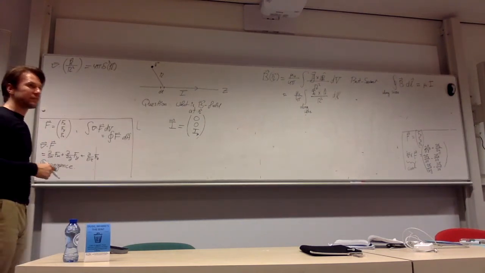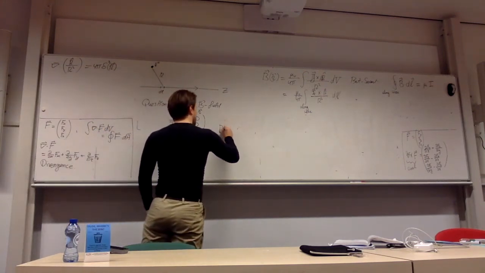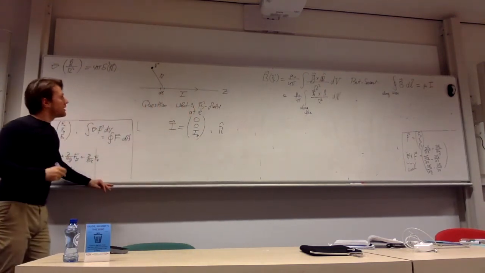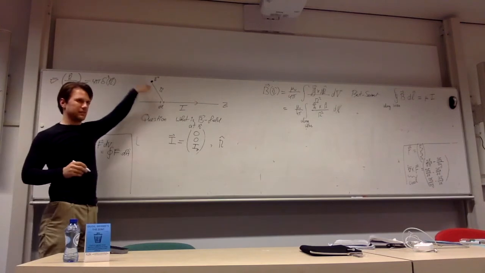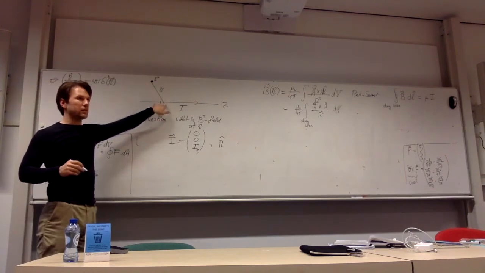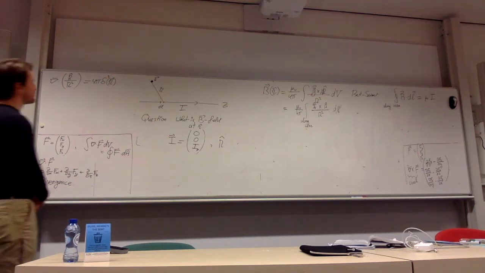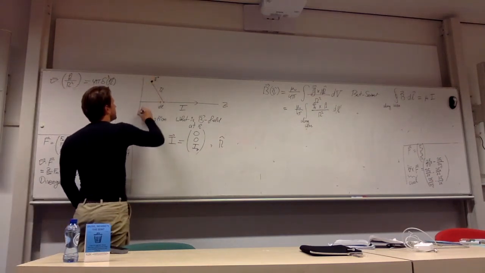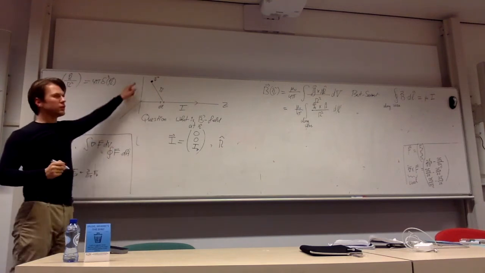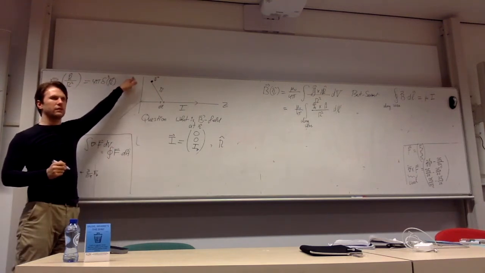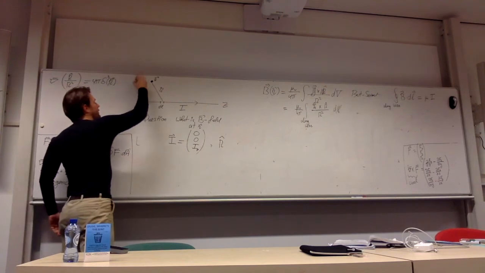Yeah, and then there's the r hat. Now, keep in mind, this is r for this particular piece of dl. We have to find an expression for that in vectors. Three-dimensional picture. How should we call this? X or Y? I really don't care. Just Y.